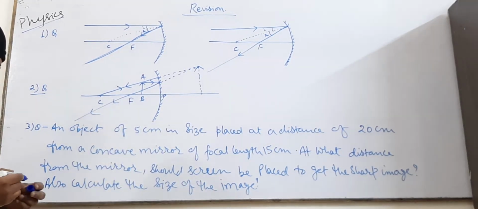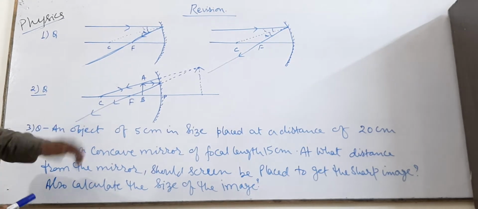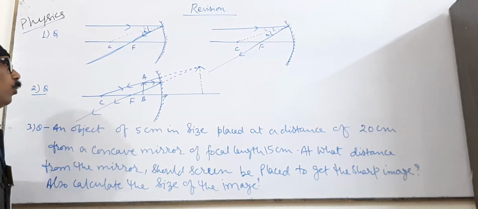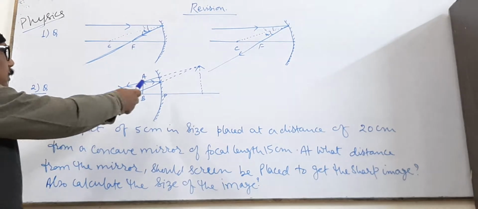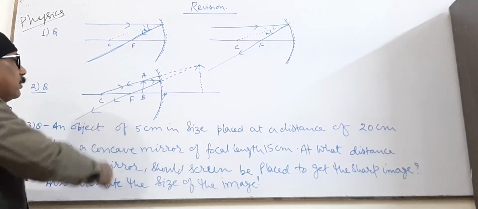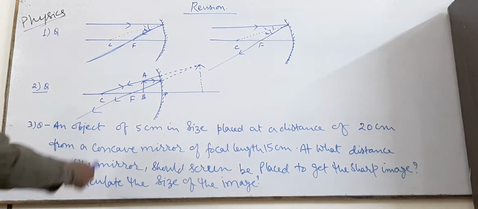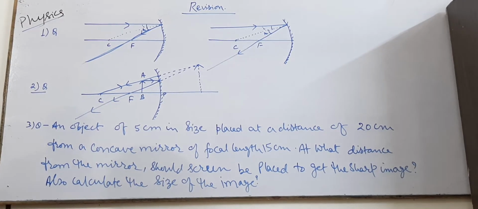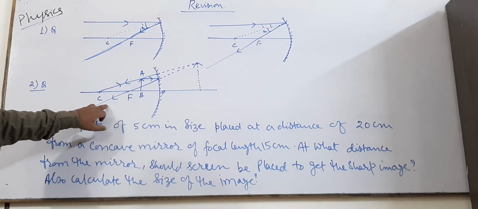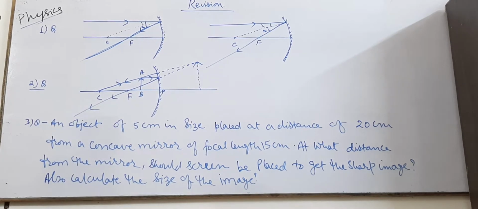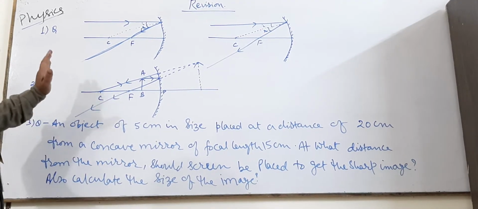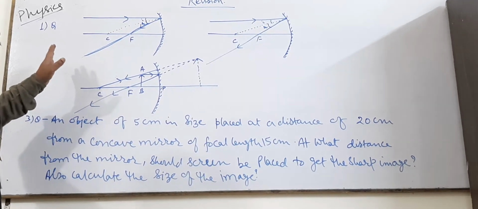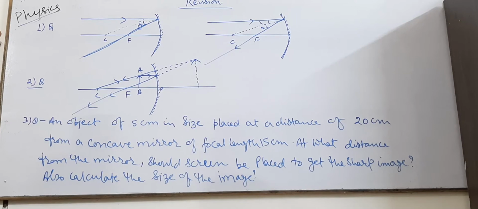The basic point is that while drawing the ray diagram, you must show the arrow of the direction of the light ray, from where it is going and from where it is returning, reflecting back. The direction of the arrow must be there. Without the direction of the light ray, it is not a complete diagram. So this type of diagram-based question is asked related to the mirror topic.